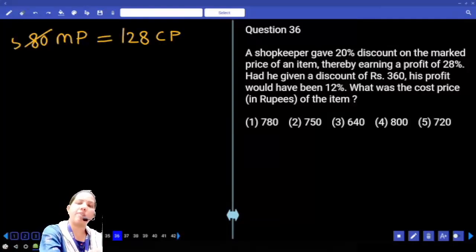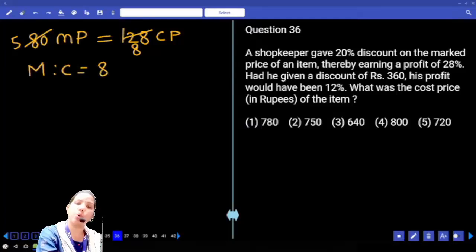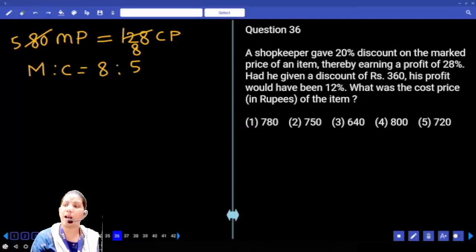16 table exactly 5 times and 16 table 8 times. So market price and cost prices are in the ratio 8:5. Next, he gave how much discount? Market price is to cost price ratio 8:5. First condition. Next, and he gave how much discount?